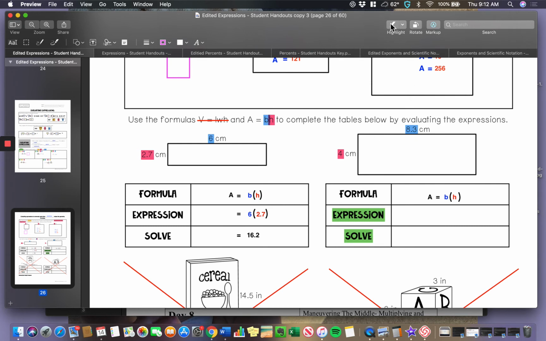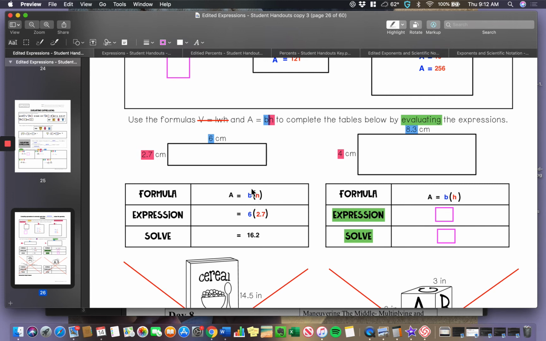So, just remember that you will be evaluating, alright, which means that you will be filling in these answers right here. Alright, so let me go through this first example. Here's my rectangle. My base is the 6, and my height is 2.7.